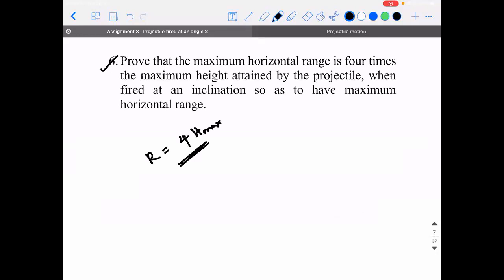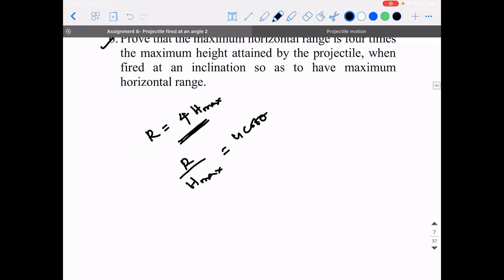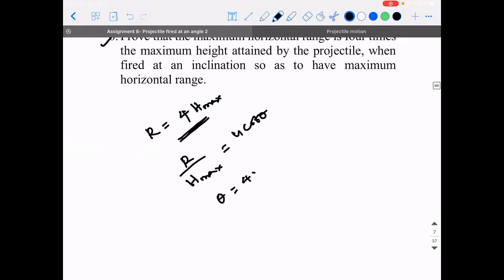Sir, we just already proved that R by H max is 4 cot theta. I think it was cot theta, right? Yes, sir, 4 cot theta. So theta should be how much? 45 degrees for maximum range. So take 45 and substitute it here. R will be equal to 4 times H. Did you understand?